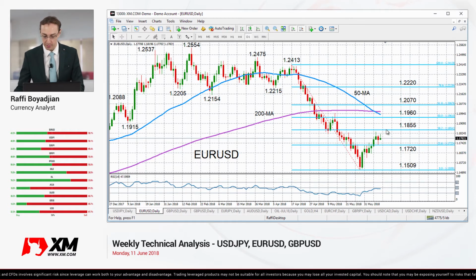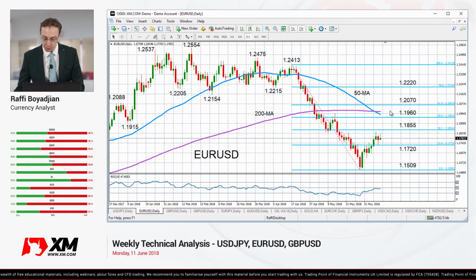We would need to see prices successfully breaking above that resistance area in order to strengthen the upside momentum, and then we could see euro dollar heading towards the 50% Fibonacci retracement at around 1.1960. Not too far above that, we've got the 50-day moving average at around 1.1985. We did, of course, see that bearish crossover of the 50 and the 200-day moving averages in late May.